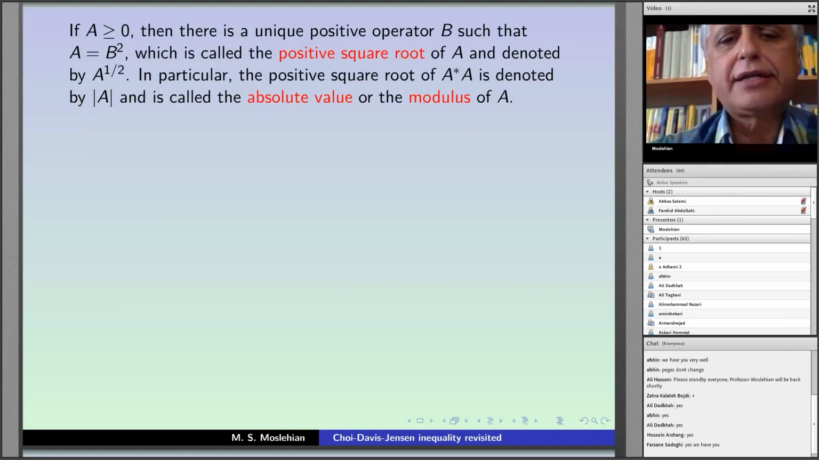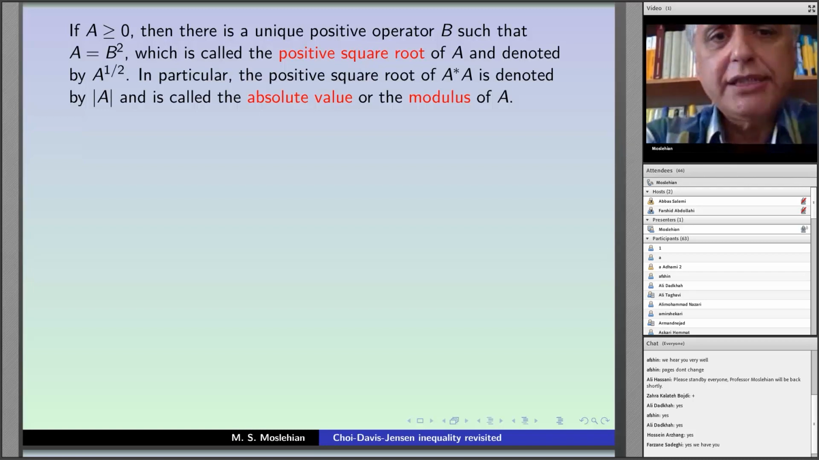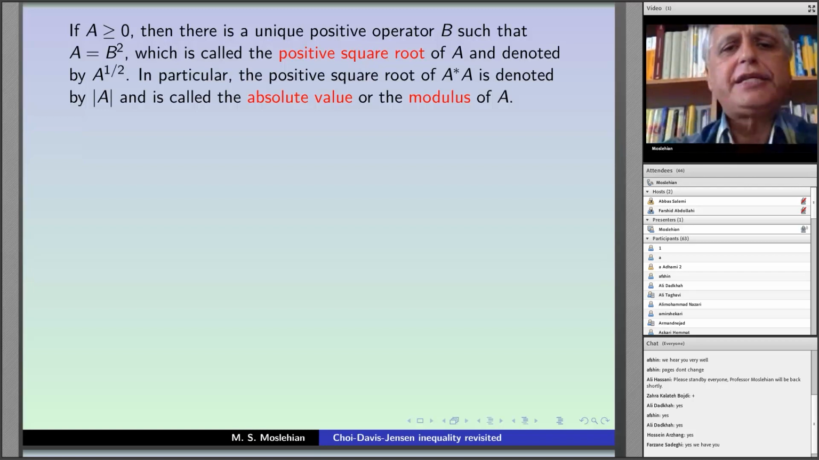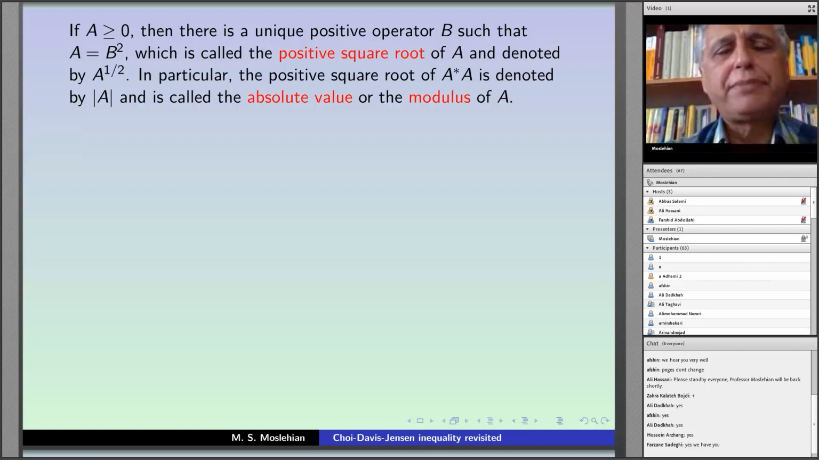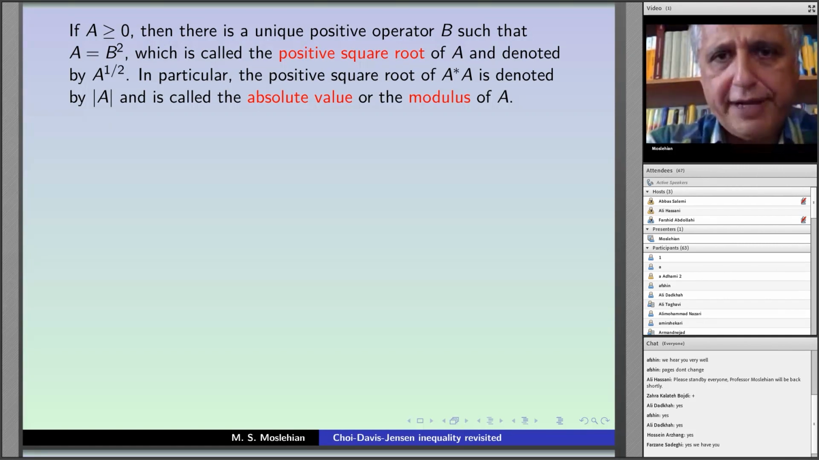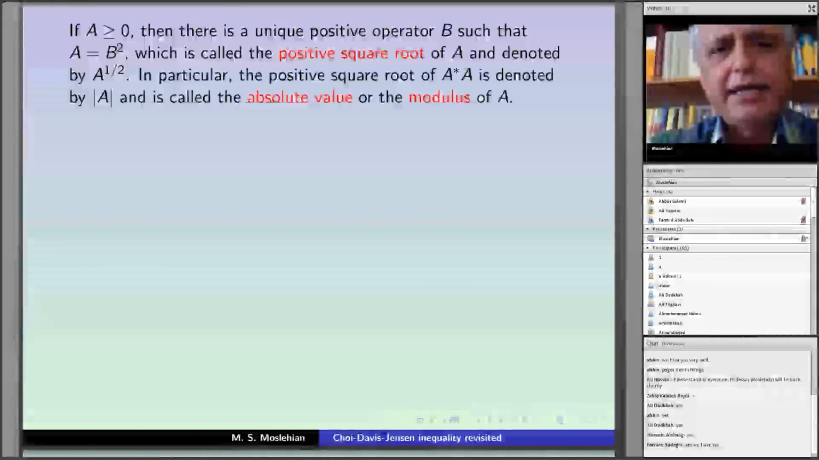If A is a positive operator, then there is a unique positive operator B such that A is equal to B squared. B is called the positive square root of A and denoted by A to the power 1/2. In particular, the positive square root of A star A is denoted by this, and it's called the absolute value or the modulus of A.